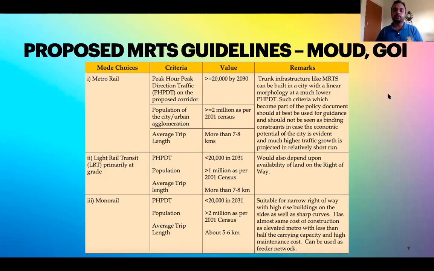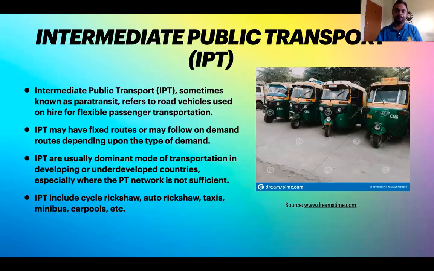Okay, so if the peak hour, peak direction traffic is greater than 2000, if the population of that city is greater than 2 million, and if the average trip length is more than 7-8 kilometers, then the metro rail is recommended. Likewise, we have data for light rail transit and monorail. Please go through the data.